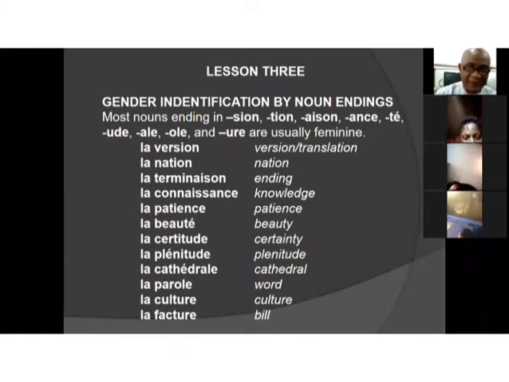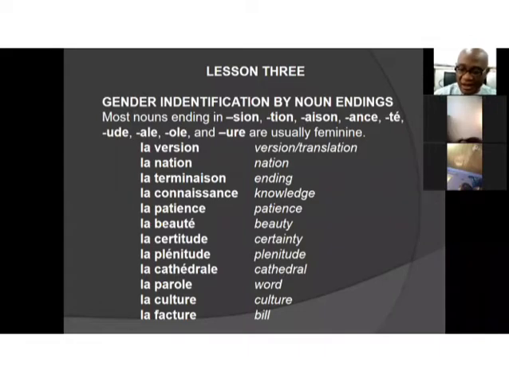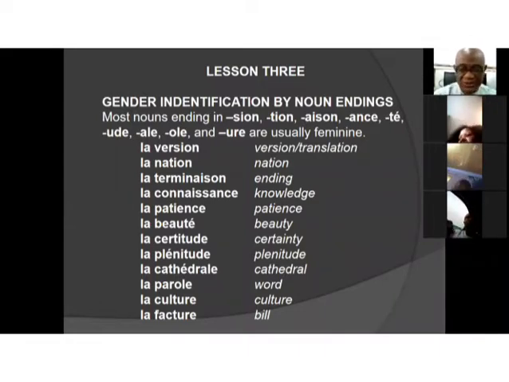And like I said, every article, every item around you, look around you, even the ceiling over your head, whatever you see around you is either masculine or feminine. So I know you are confused. How do you identify masculine and feminine objects so that you'll be able to use them easily and freely? Well, we are going to give you a few tips on how to identify gender in French nouns.